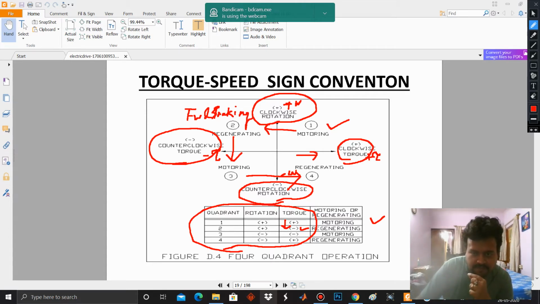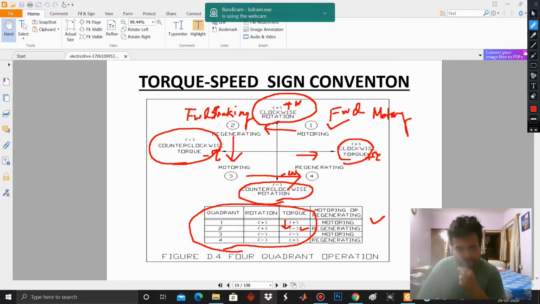So the first quadrant is called forward motoring and the second quadrant is called forward braking.